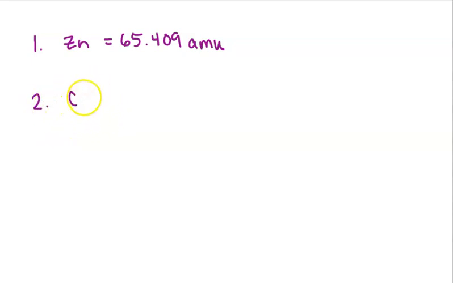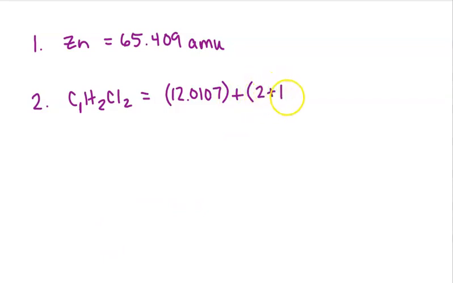Is C, oh, this one's going to be a tough one, CH2Cl2. So I'm going to go and add up 1 carbon. Okay, there's my 1 carbon. I have got 1 carbon here. Okay, and I'm going to add it to 2 hydrogens. Okay, and then I'm going to add that to 2 chlorines. Okay, plus 2. See, there's 2 chlorines.